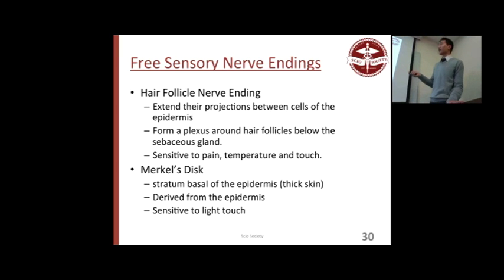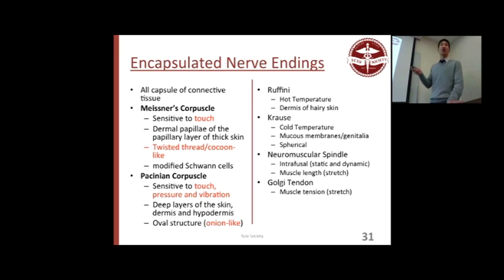Hair follicle, you're going to have pain, temperature, and touch. So the other ones, you're going to see that they have multiple functions. Hair follicle, multifunction. Merkel's, like I said, M's, touch only. Meissner's, touch only. Pacinian, touch, pressure, and vibration. This one's the onion-like one. If you see a lot of connective tissue around it, that's the onion-like one, Pacinian.